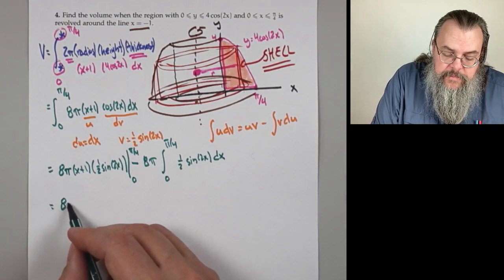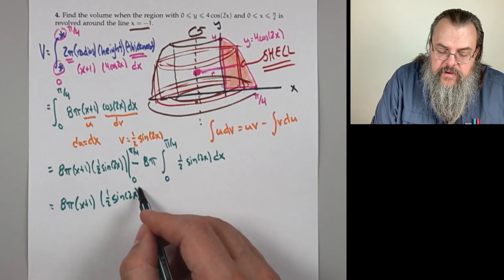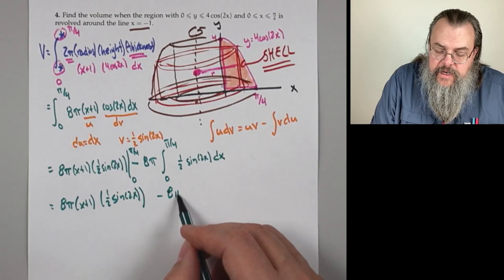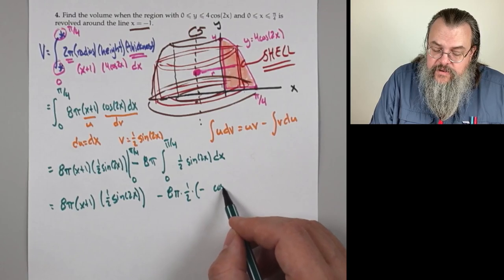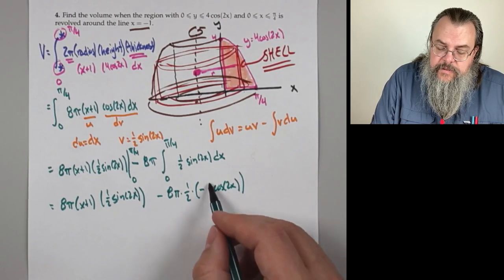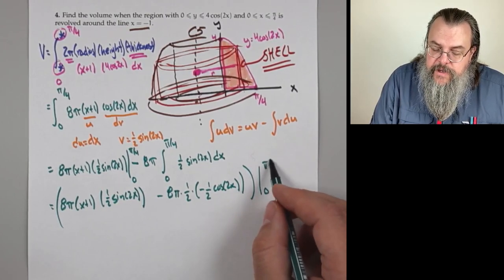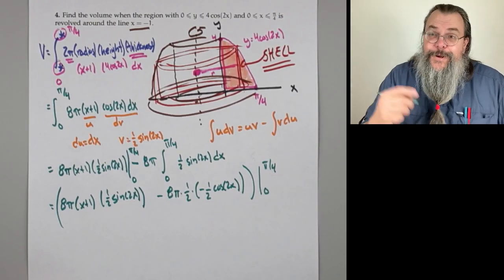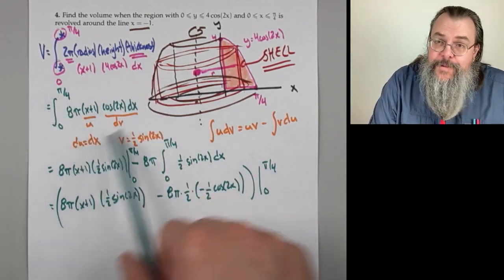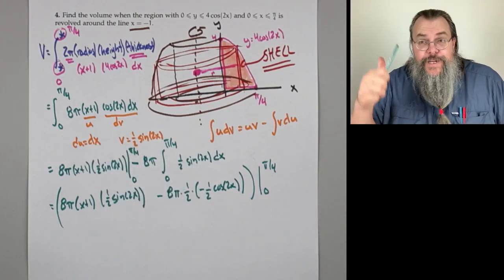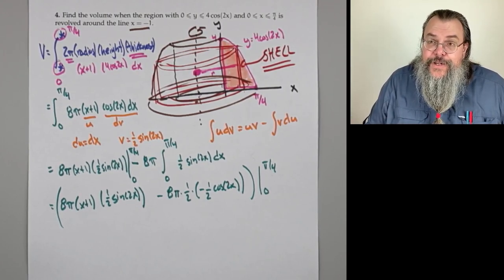So 8 pi, x plus 1, one half sine of 2x. And then here we'll have minus 8 pi, one half. The integral of sine is negative cosine, but again, we'll need to divide by 2, so there's another half. And in both cases, we're evaluating from 0 to pi over 4. All right, we're almost there. Okay, so we had our setup. We've got our formula. We saw integration by parts. We did it once. Thank goodness it was only once. And now we're rounding the corner.